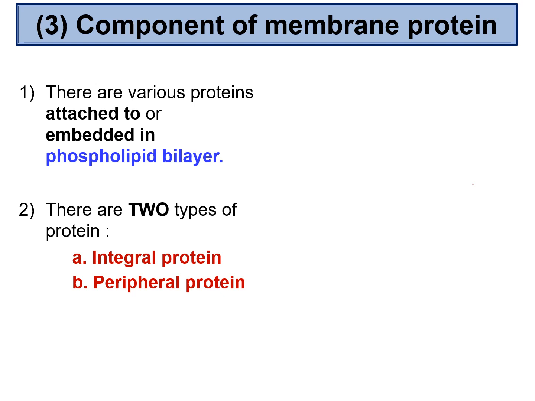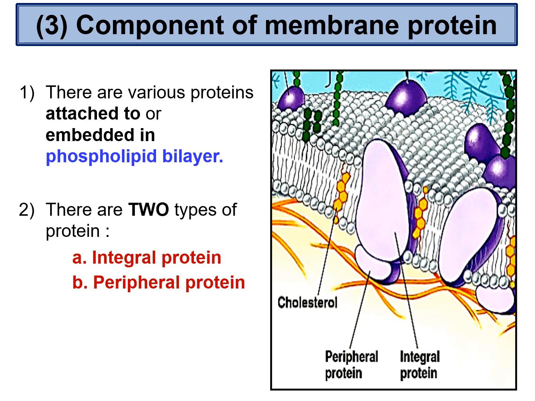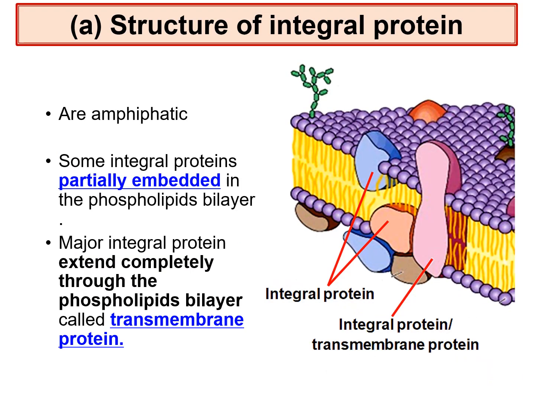You can see that there are various types of protein attached or embedded in the phospholipid bilayer. We have integral protein and peripheral protein. The integral proteins are amphipathic, and some integral proteins are partially embedded in the phospholipid bilayer, while major integral proteins fully extend through the phospholipid bilayer, and this is known as a transmembrane protein.